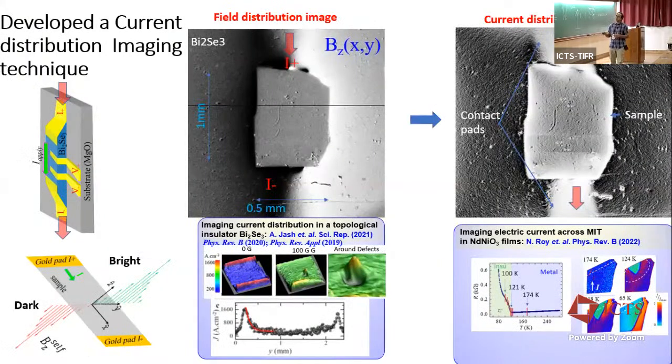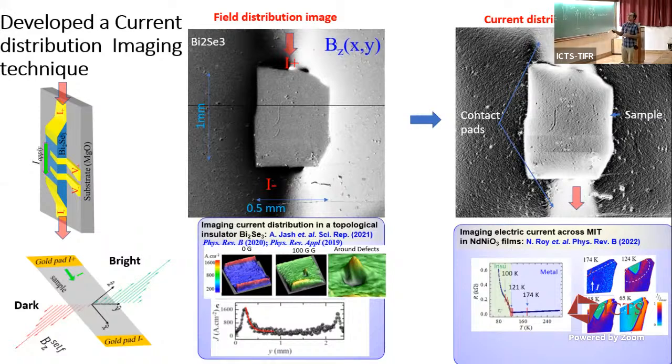This is just an advertisement that you have. This is a Bi2Se3 crystal, and you can see the edge currents. This is actually the self field, the field distribution that you can see in this technique. You can see the bright and dark regions, which are the magnetic fields coming out of the plane and going into the plane because of a current which is coming in from the gold pads and going out of the gold pads. And you can actually see the edge currents.